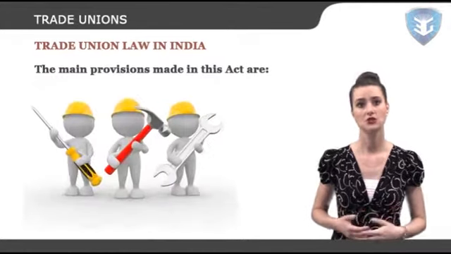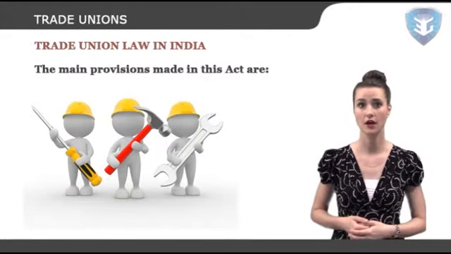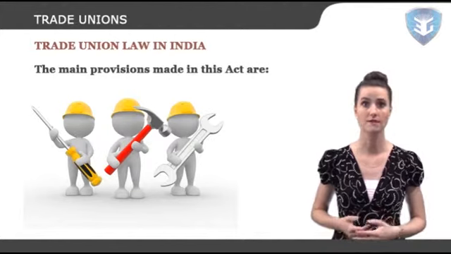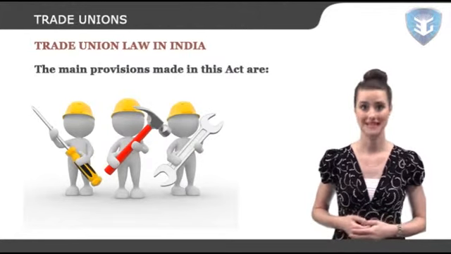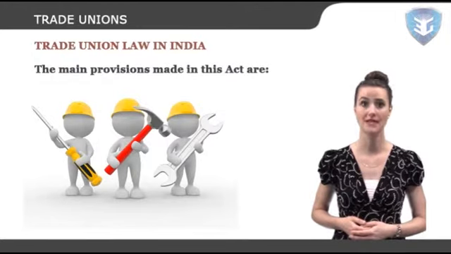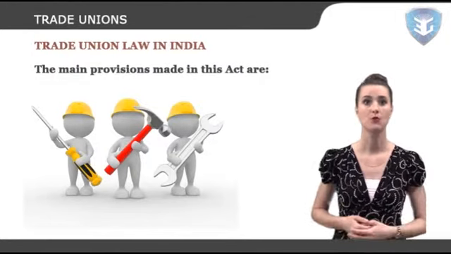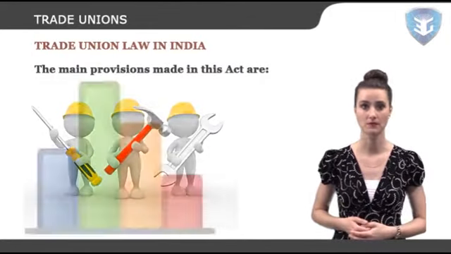A registered trade union of workmen shall at all times continue to have not less than 10%, or 100 of the workmen, whichever is less, subject to a minimum of 7 persons engaged or employed in the establishment or industry with which it is connected as its members.